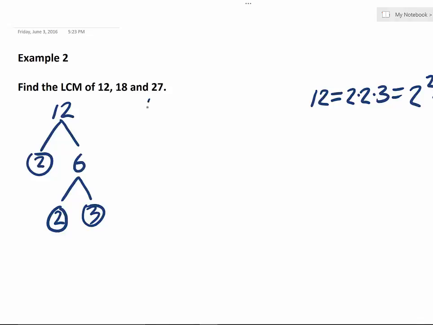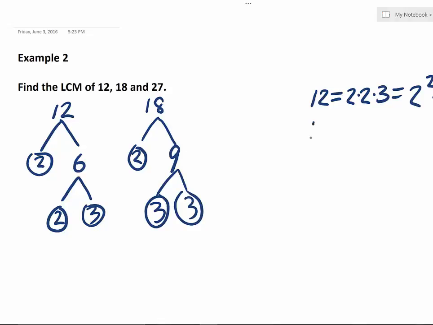Now let's take a look at 18. The smallest prime number going into 18 will be 2. 2 going into 18, 9 times. Now 9 is not a prime number yet, so we take the smallest prime number and make it go into 9. So the smallest prime number going into 9 will be 3. 3 going into 9, 3 times. So 18 is equal to 2 times 3 times 3. So we have 2 times 3 squared.